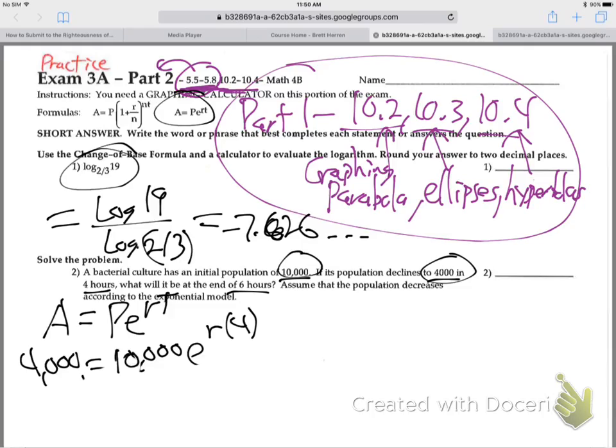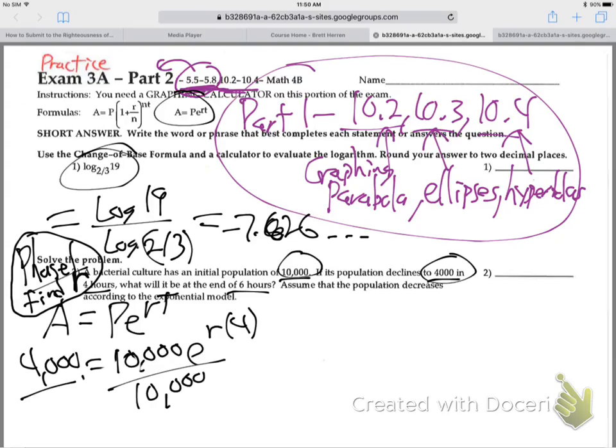Amount, yeah. So phase 1 is find R. Remember that? We always find R in phase 1. So let's solve for R. Divide by, and then we restart. Remember how these are always 2-phase problems? Phase 1, you do the work to find R, then you restart with the PERT formula and finish in phase 2. Divide both sides by 10,000, that's 0.4 is e to the R times 4. Good so far.